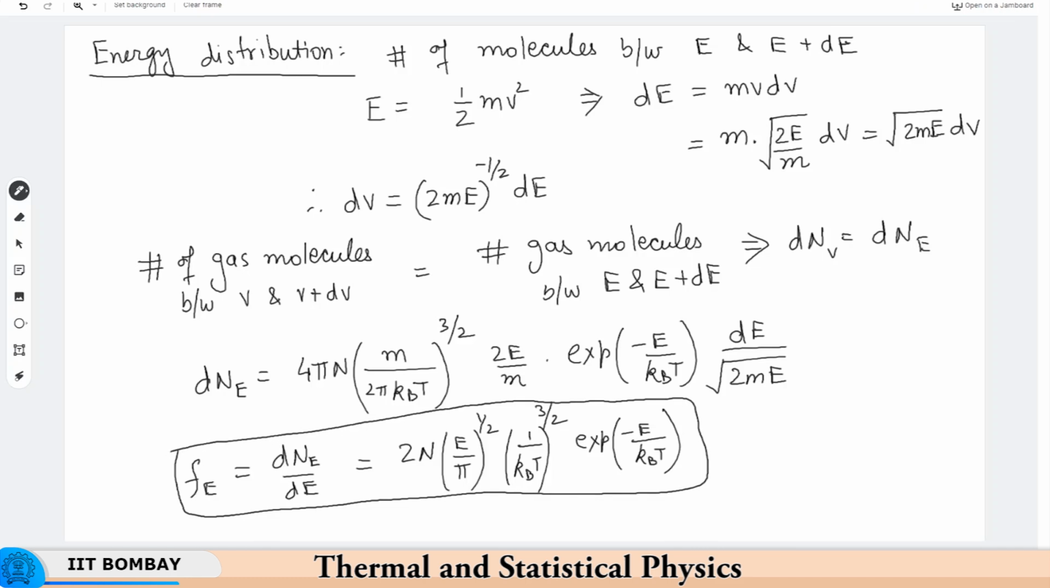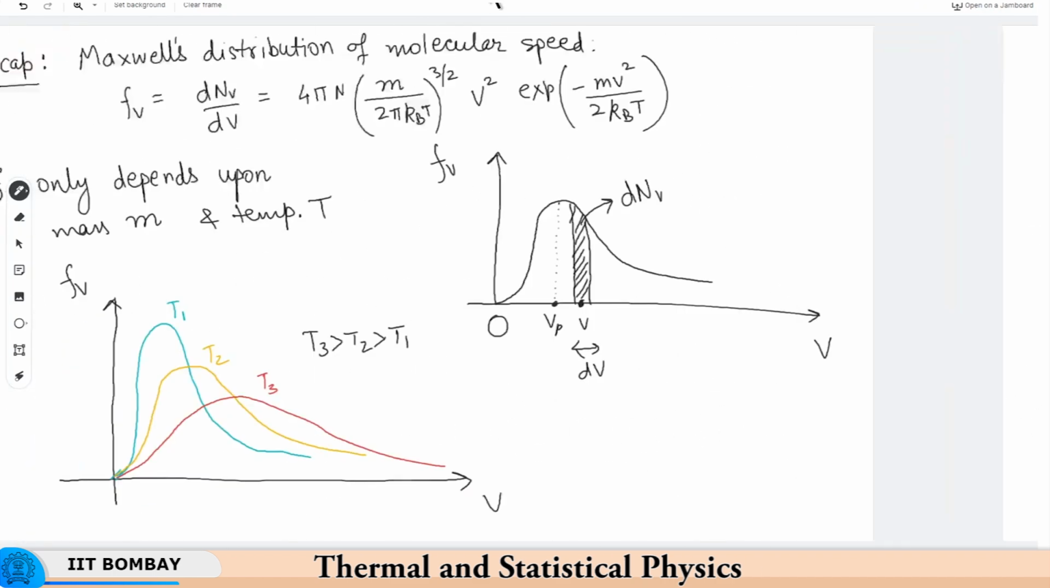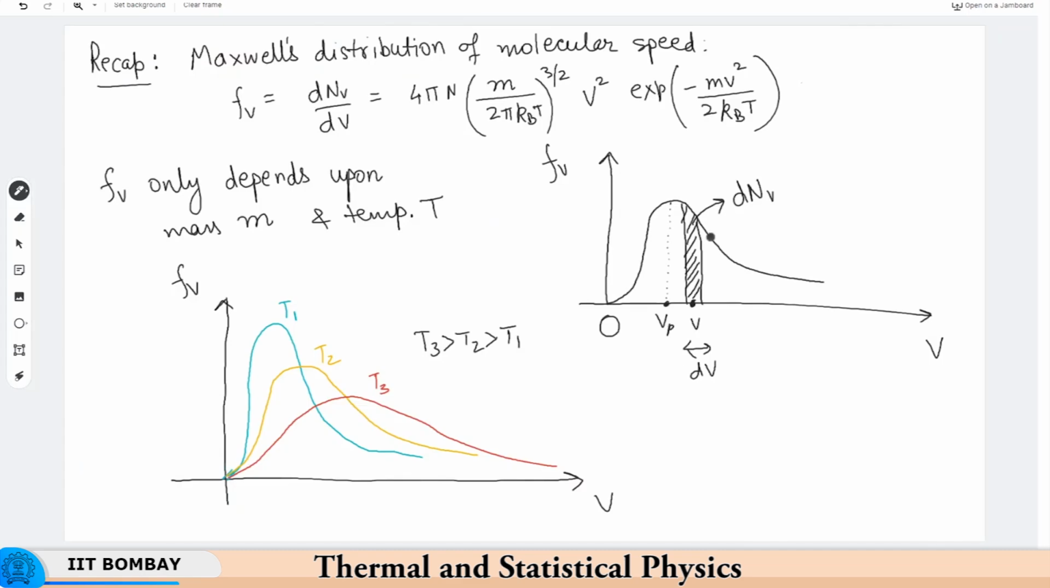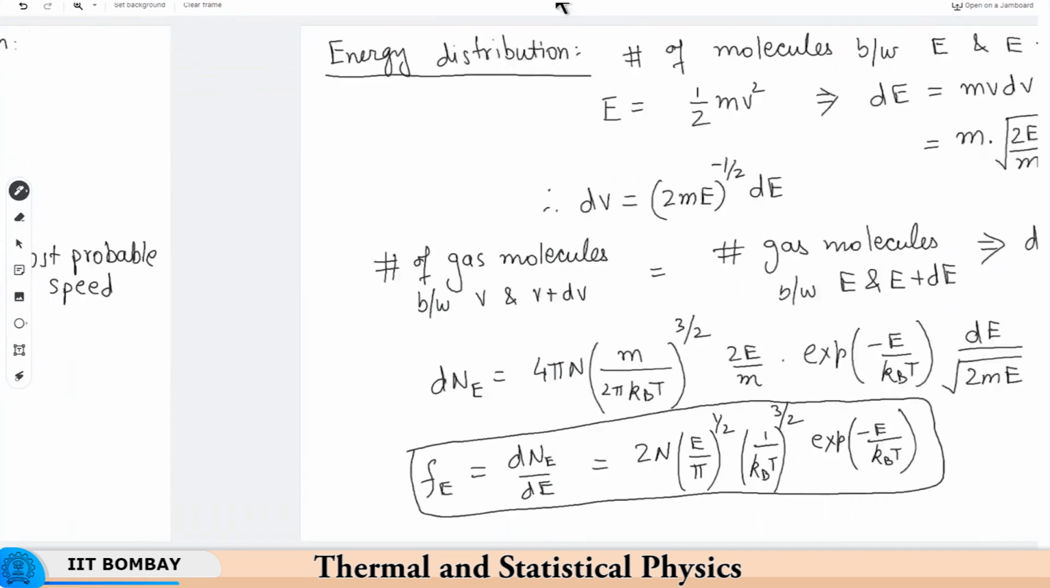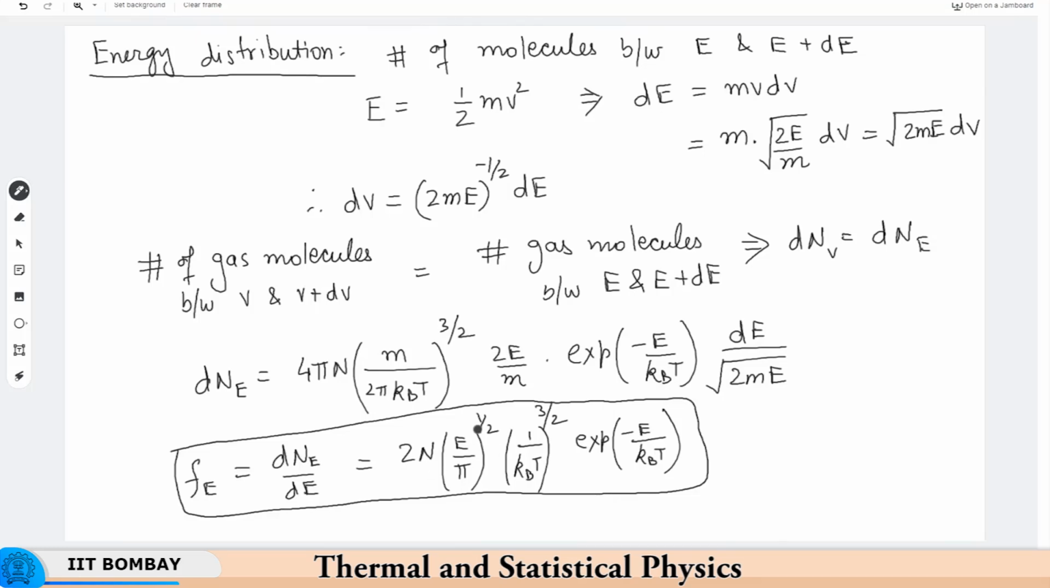And we can also even quickly plot it. Remember, the velocity distribution had a form which was quadratic initially and then decaying exponentially, but here the form is a square root of E, and decays exponentially later. So, I can maybe quickly draw.